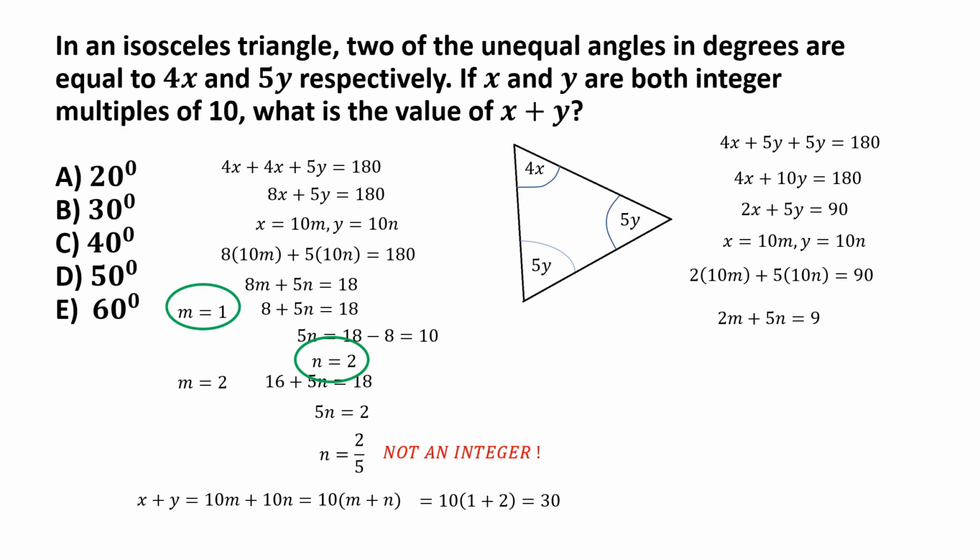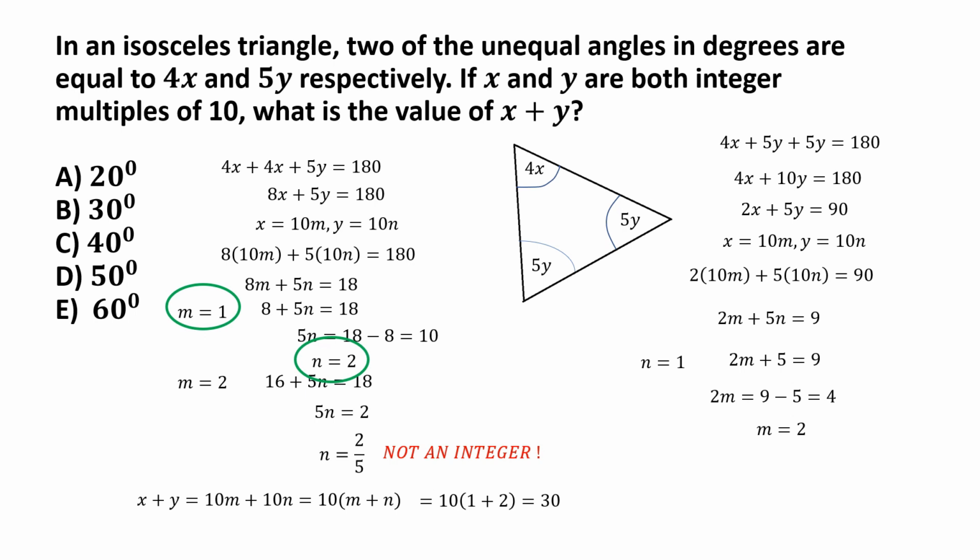So we start this time, since n has got the higher coefficient, we start with the lowest possible value that n can take, which is n equal to 1. And for this value of n, the equation becomes 2m plus 5 equal to 9. We solve for the value of m, and that comes out to be 2. So n equal to 1 and m equal to 2 seems to be working in this case.